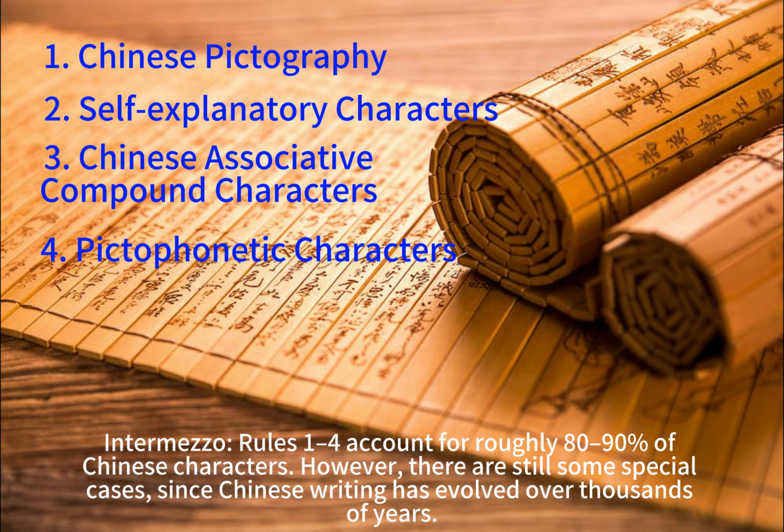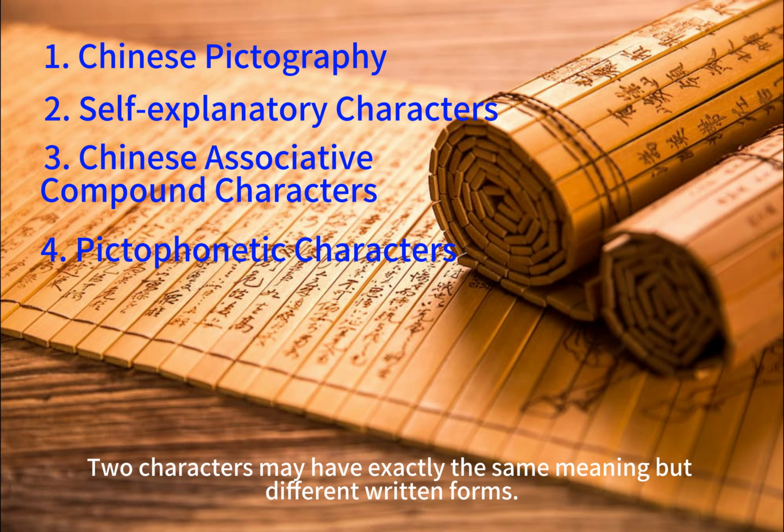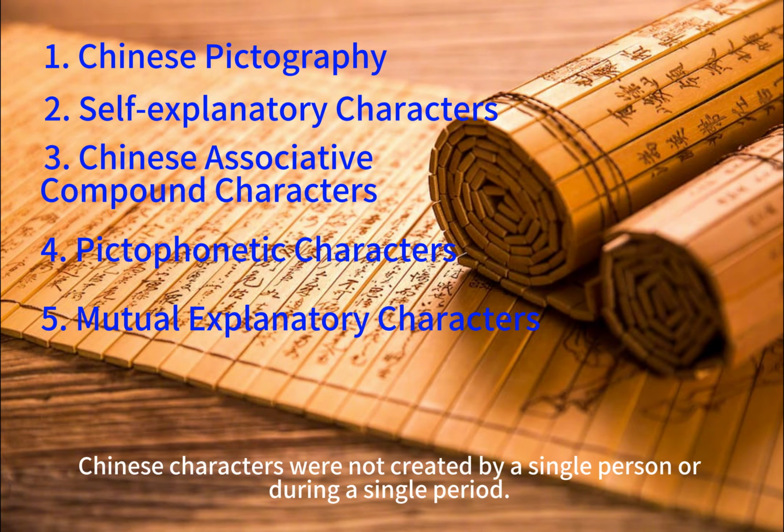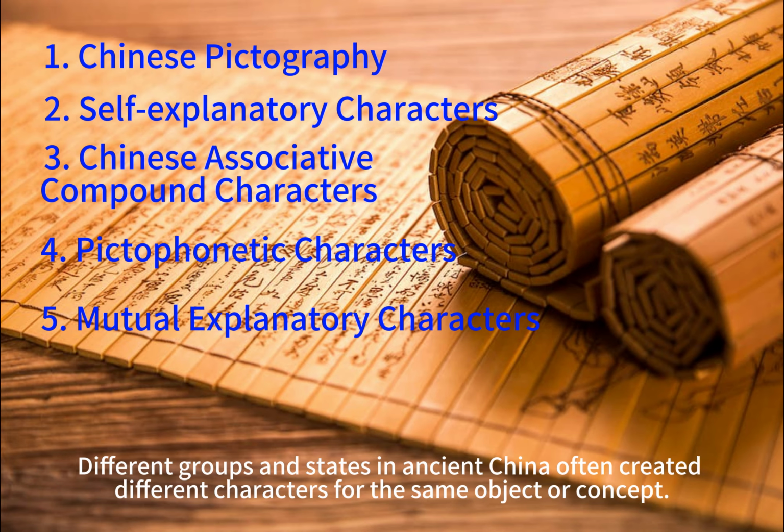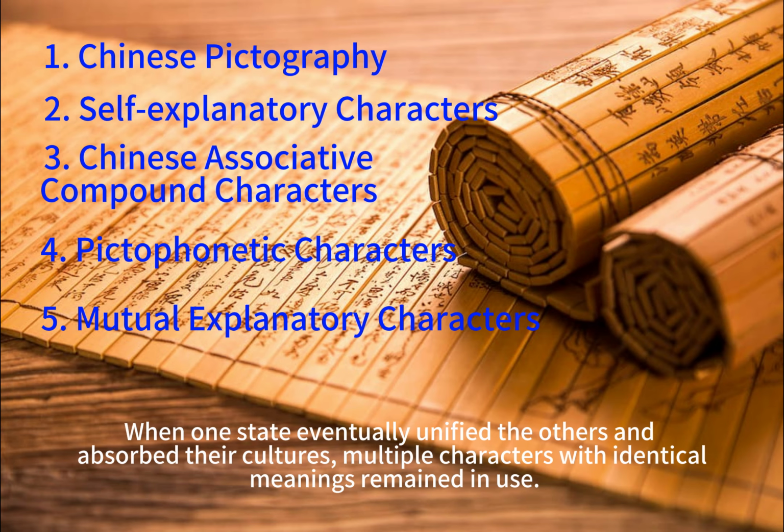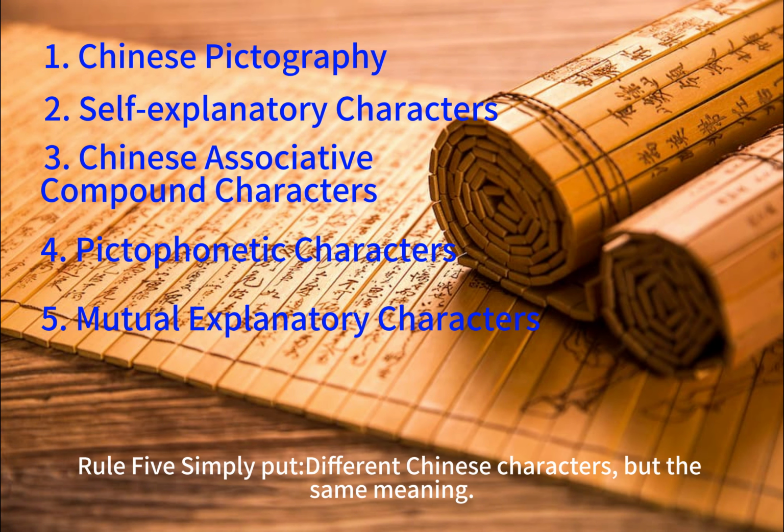Intermezzo, Rules 1 to 4 count for roughly 80 to 90% of Chinese characters. However, there are still some special cases, since Chinese writing has evolved over thousands of years. Two characters may have exactly the same meaning but different written forms. Chinese characters were not created by a single person or during a single period. Different groups and states in ancient China often created different characters for the same object or concept. When one state eventually unified the others and absorbed their cultures, multiple characters with identical meanings remained in use. Rule 5 simply put, different Chinese characters but the same meaning.